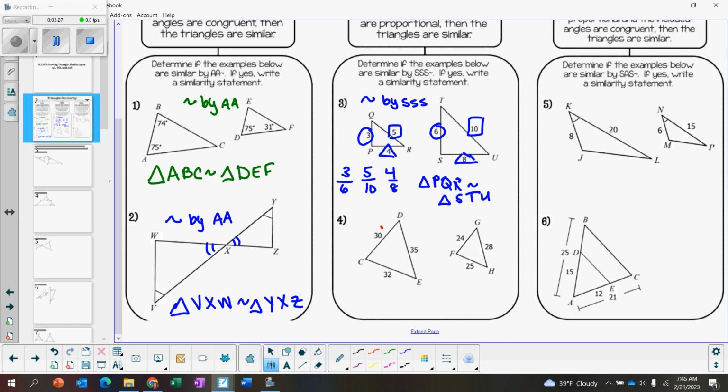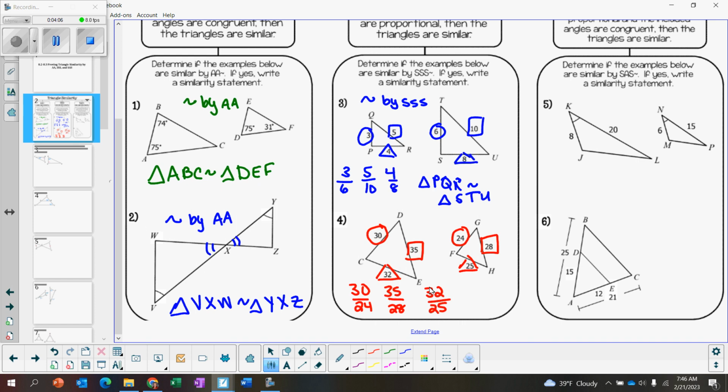The smallest of these three sides is 30. The smallest of these three sides is 24. The biggest is 35. The biggest is 28. And then the middle is 32. The middle is 25. So 30 over 24, 35 over 28, 32 over 25. 30 over 24, I can divide that by 6, is 5 over 4. 35 over 28, I can divide by 7, that's 5 over 4. But 32 over 25, I can't reduce. There's nothing that goes into both.